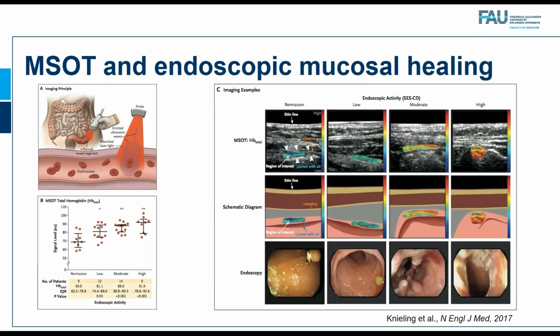Here you can see the distribution of total hemoglobin in these patients. You can see that there's a continuous increase of total hemoglobin levels in the intestinal wall from remission to low, moderate, and high disease activity. And on the right side, you see images corresponding to examples of individual patients with the individual grades of endoscopic disease activity.